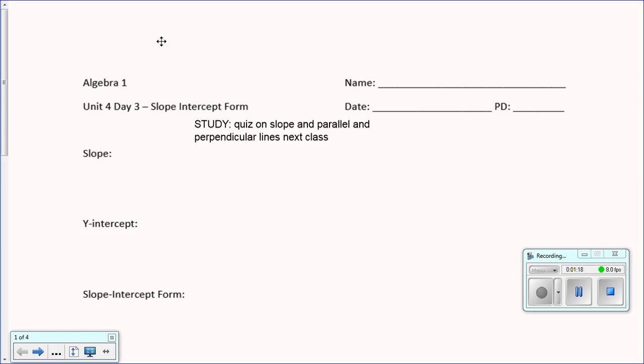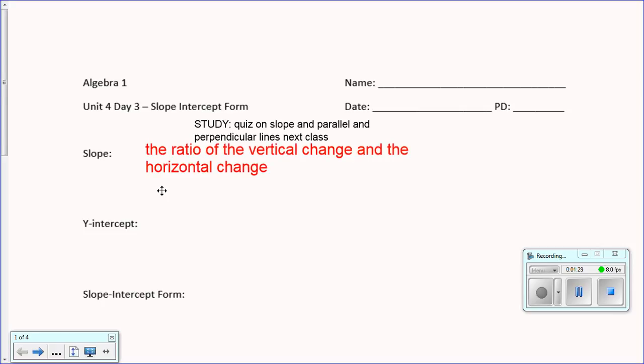So let's just go ahead and jump into the vocabulary. Most of this is review from previous day of notes, but I just want to make sure you understand it all. Slope is the ratio of vertical change over the horizontal change. We denote that with a giant M. That's your slope. Okay, M.